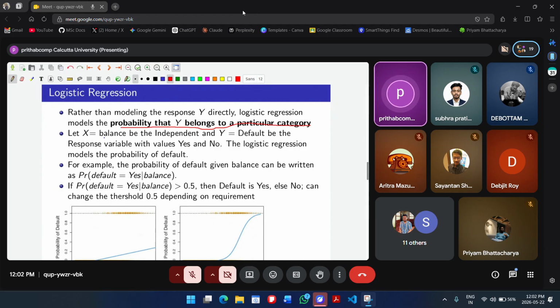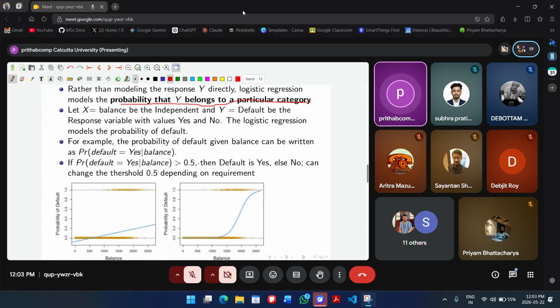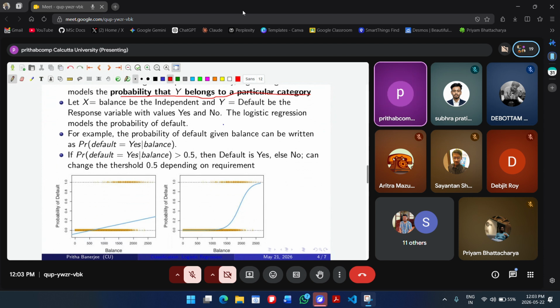So let's say X is balance, the independent variable, and Y is default, the response variable with values yes and no. Now logistic regression models the probability of default being yes. For example, the probability of default given balance can be written like this. Again, it is represented like your naive Bayes.